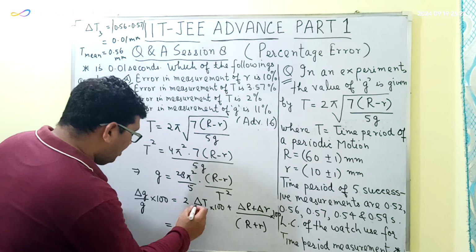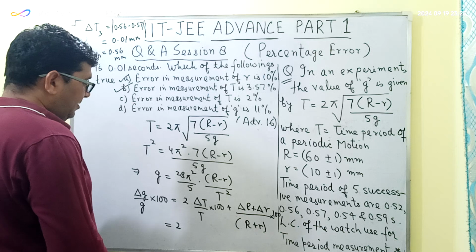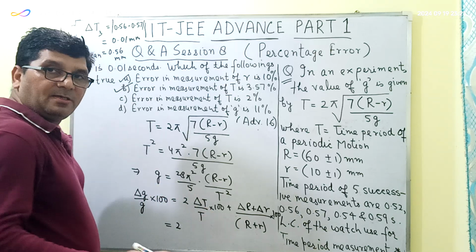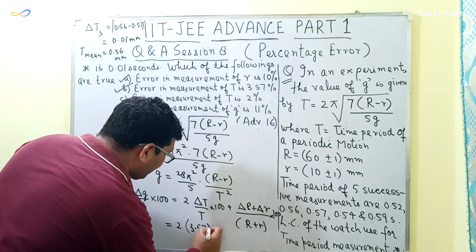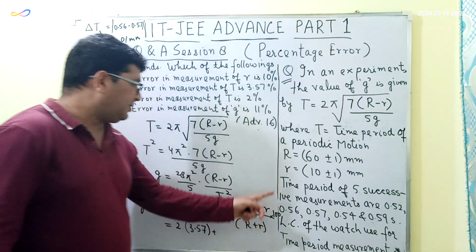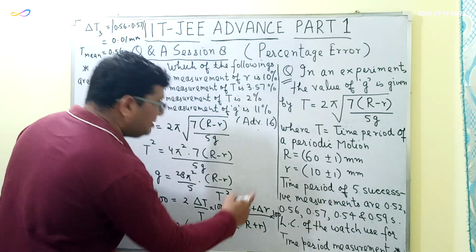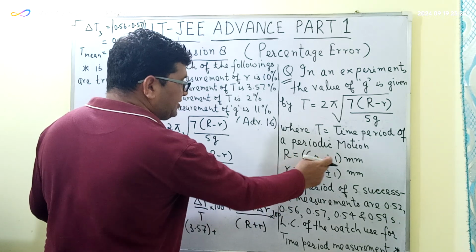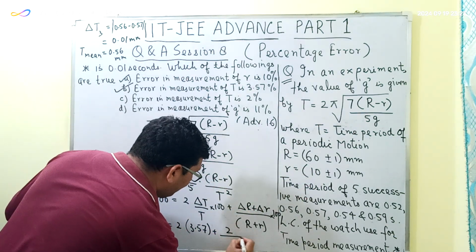So this will be equal to 2 times, now ΔT/T × 100 is the percentage error in the measurement of the time period, and this was equal to 3.57. So this will be written as 3.57 plus, now ΔR here is the absolute error in the measurement of capital R, and Δr is the absolute error in the measurement of small r. So here ΔR is equal to 1 mm, and Δr is equal to 1 mm. So this will be equal to 2 mm divided by R − r.